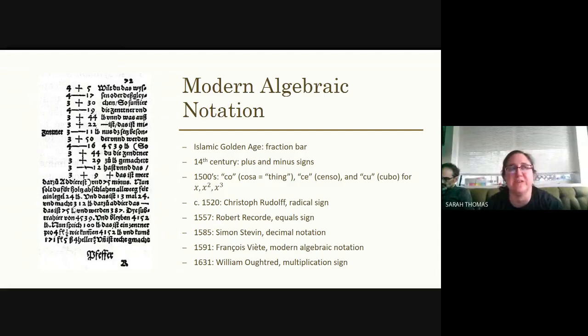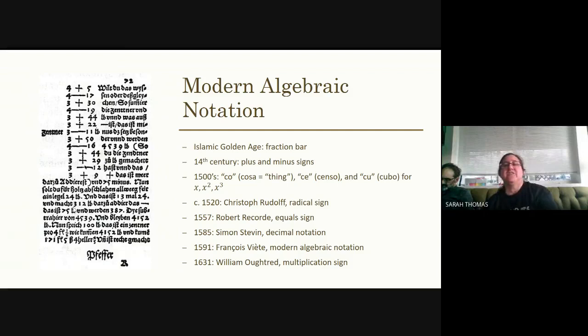The plus and minus signs were invented in the 14th century. Now, in the 1500s, variables have been in use for a long time. In ancient Egypt, they called their variable aha, or heap, just like a pile of stuff. In Babylonia, they called it the first brass ring and the second brass ring. So in the 1500s, a variable that we would call today X, they would call CO, which was short for cosa, which means thing. So again, variables are just stuff.